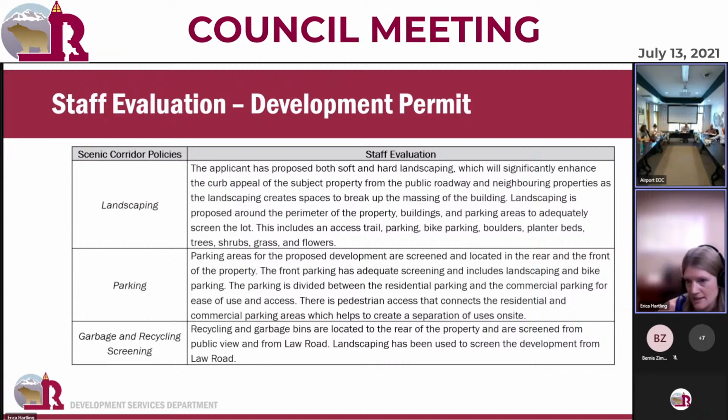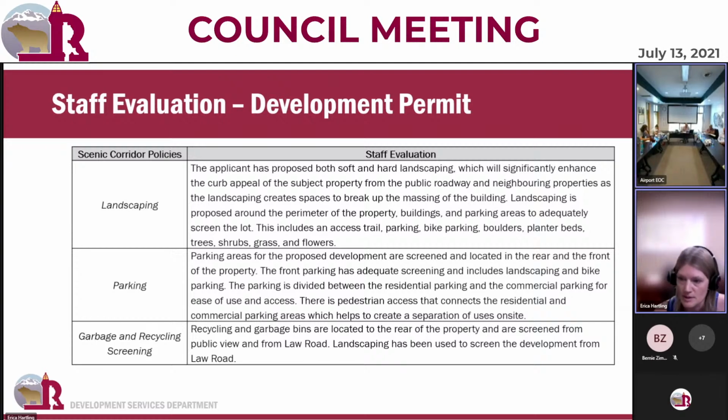As outlined on the past slides, for the landscaping, they have proposed both soft and hard landscaping. The OCP speaks to soft landscaping. The applicant has proposed additional hard landscaping as well, which would enhance the curb appeal of the subject property from the public roadway and neighboring properties, as the landscaping does create a space to break up the massing of the building. And the landscaping is proposed around the entire perimeter of the property, buildings, and parking areas, which would adequately screen the lot from all three roads, Law Road, Nixon Road, and Big Eddy Road.